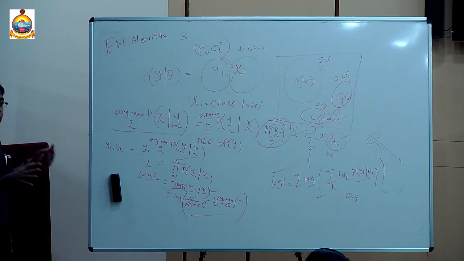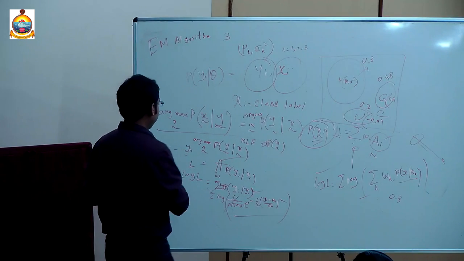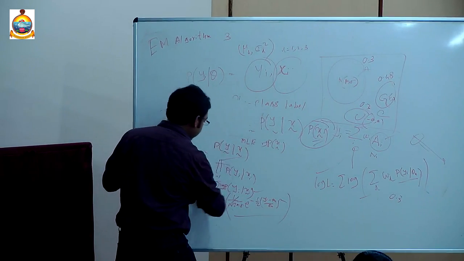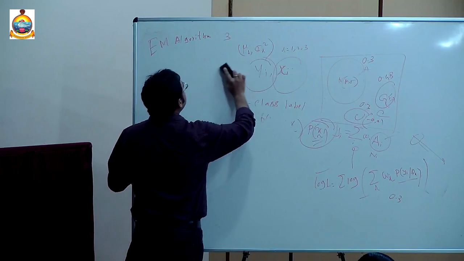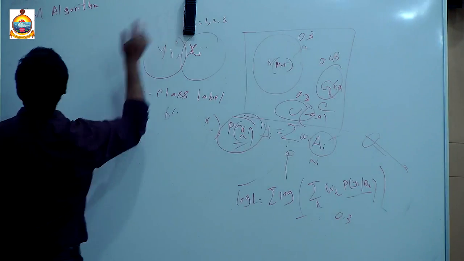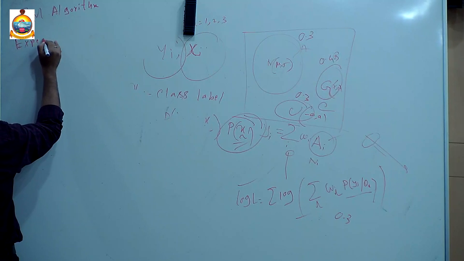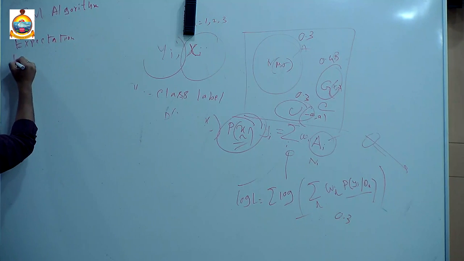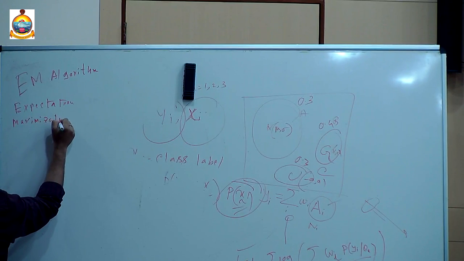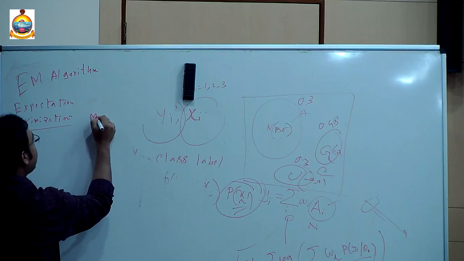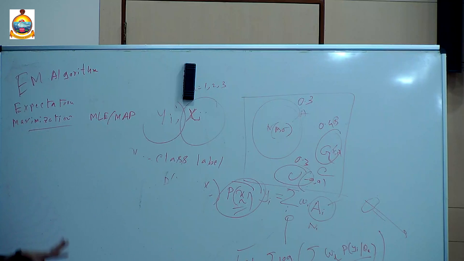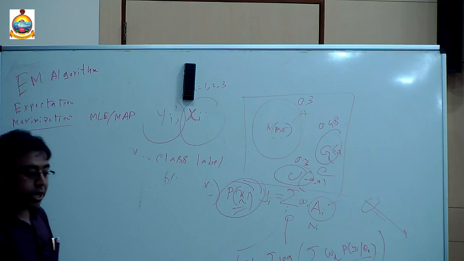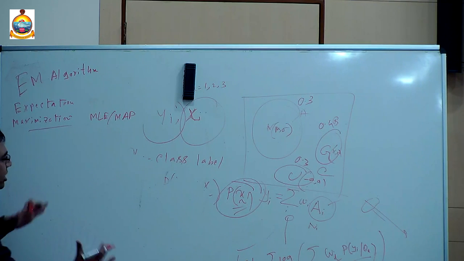EM is still MLE. I'll prove that EM is still MLE, but in a different way. Okay, now, what is EM? E means expectation. M means maximization, and this maximization is again either MLE or MAP, maximum a posteriori. So this part is still MLE. We will still do MLE, but with an additional expectation function, to avoid this one, and we'll do it in a different way.